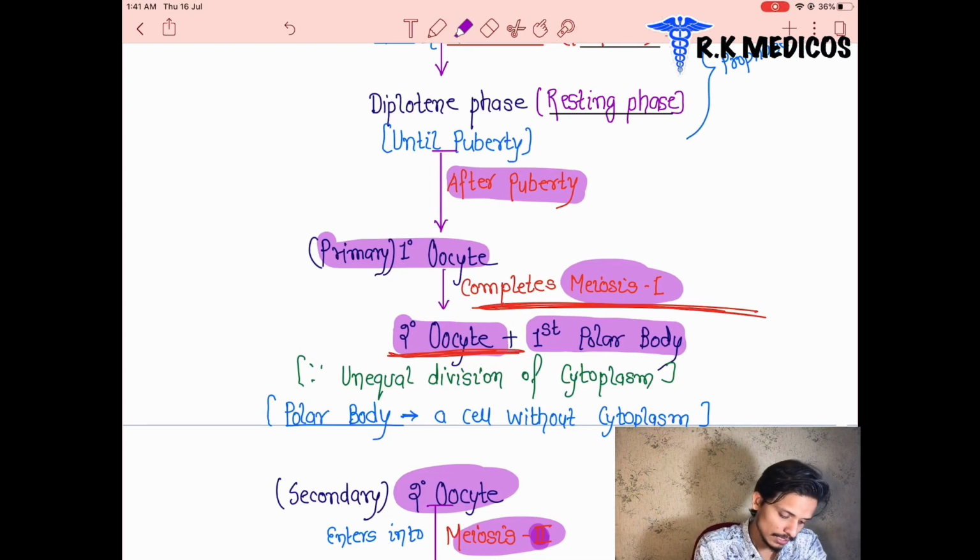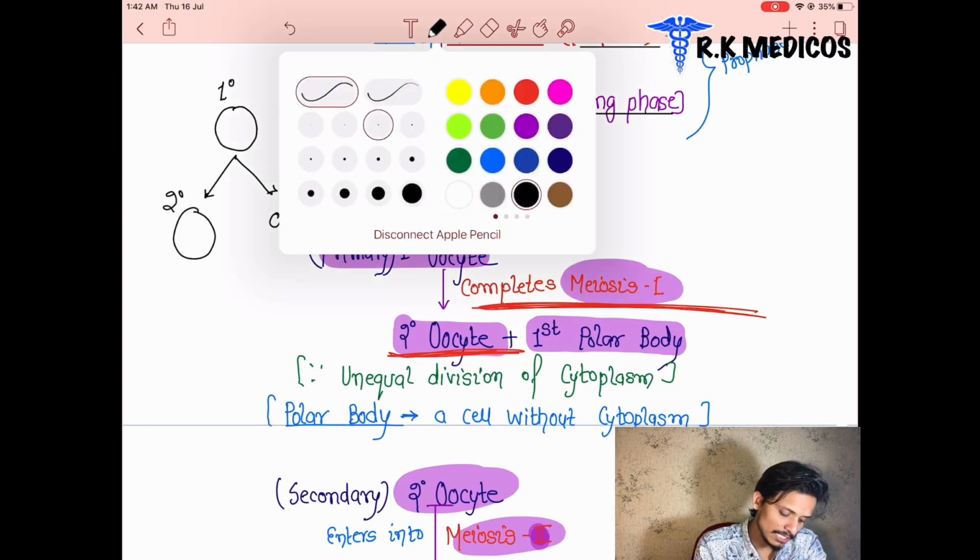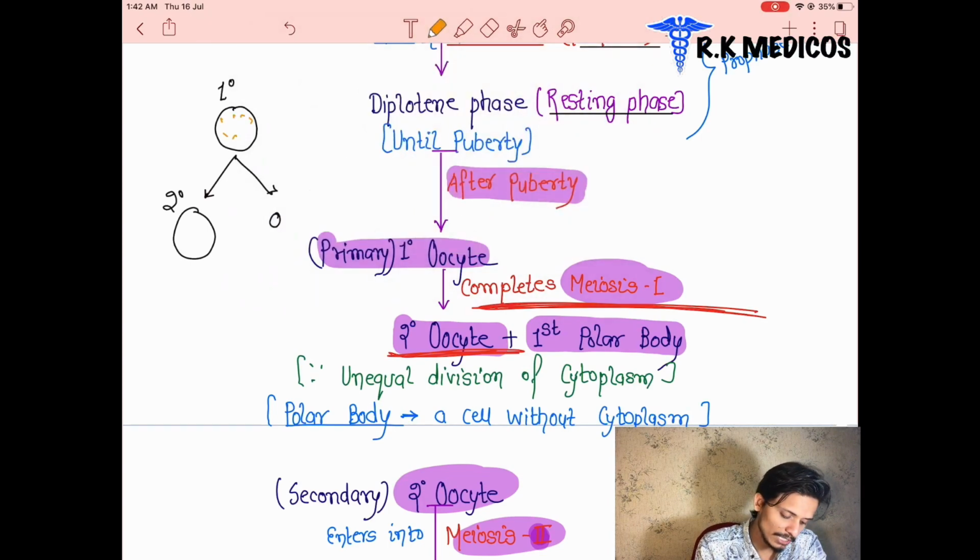We can see it like this. Suppose this is the primary oocyte. It gets divided into two cells, the secondary oocyte and the polar body, which is the smaller one. All the cytoplasm contained by this primary oocyte is present in the secondary oocyte, and the cytoplasm is totally absent in the polar body. So this is called the first polar body. The first polar body has no cytoplasm, and it degenerates after some time.